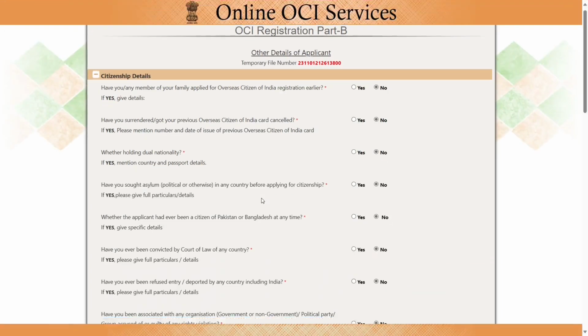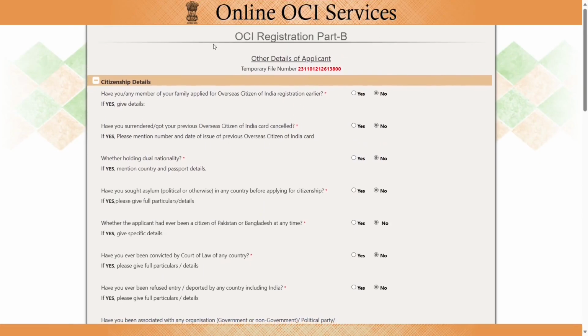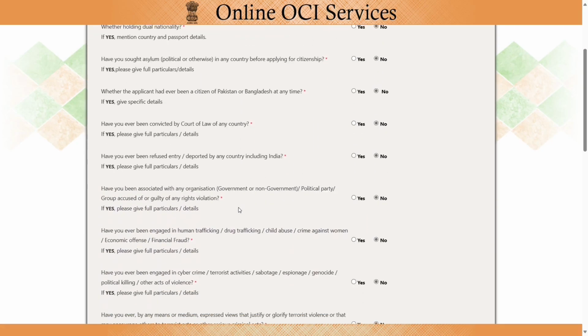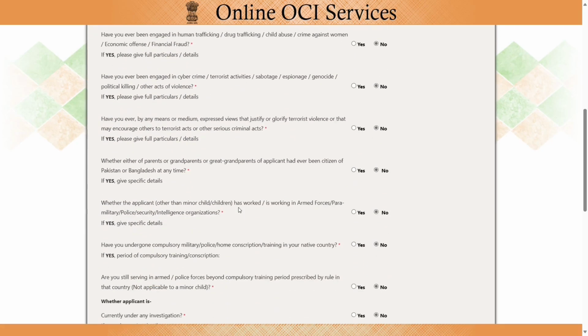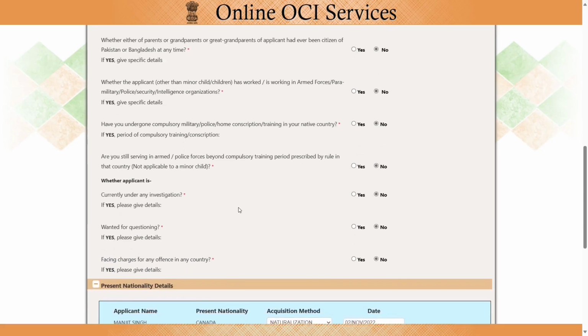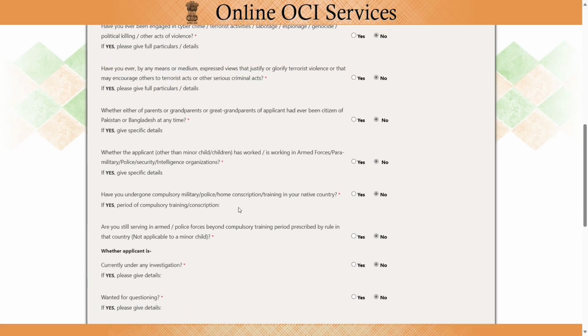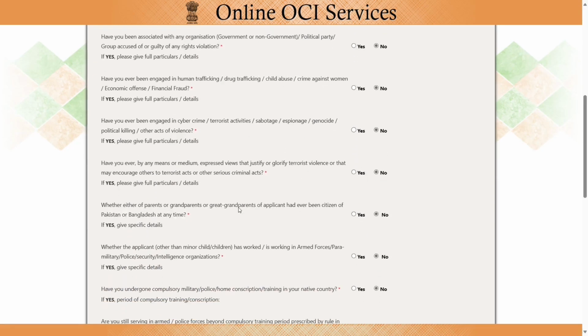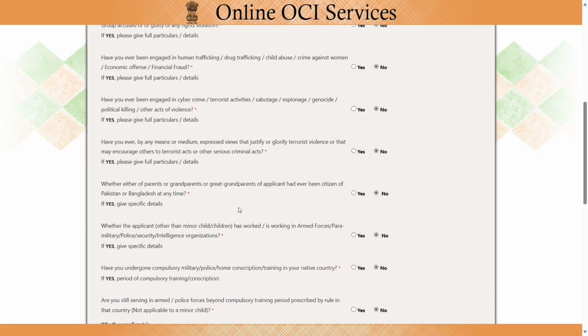So in Part B, make sure that you read every single line carefully and then choose your response. If you answer yes to any question asked here, then you may be required to answer some additional questions based on your response. There are certain sections where if you answer yes, then you may not be eligible for an OCI card. But for most applicants, answers to these questions will be no.